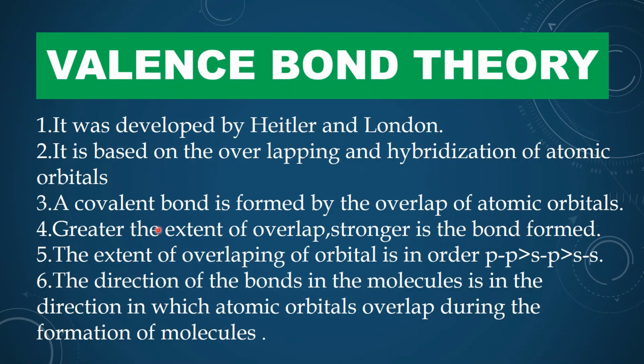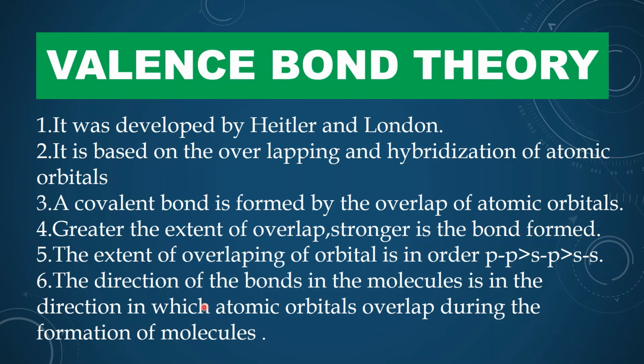Now we are going to understand what valence bond theory is. It was developed by Heitler and London. It is based on the overlapping and hybridization of atomic orbitals. A covalent bond is formed by the overlap of atomic orbitals. Next point, the greater the extent of overlap, the stronger the bond formed. The extent of overlapping of orbitals is in the order p-p overlap is greater than s-p overlap, which is greater than s-s overlap. The last and final point: the direction of the bonds in molecules is the direction in which the atomic orbitals overlap during the formation of the molecules. These six points are very important according to valence bond theory.